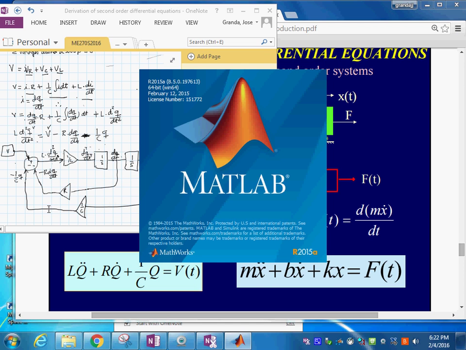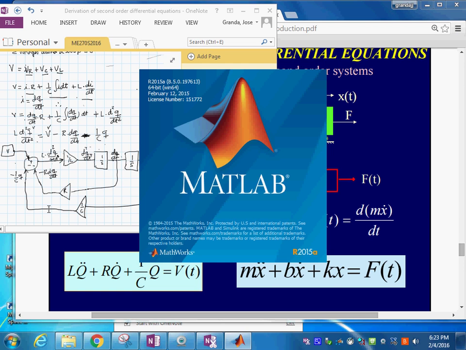Okay, so we have to wait for a moment until MATLAB comes up. What we're going to do is get the description of this block diagram into Simulink. So we have to wait for a little bit until we get the MATLAB prompt.